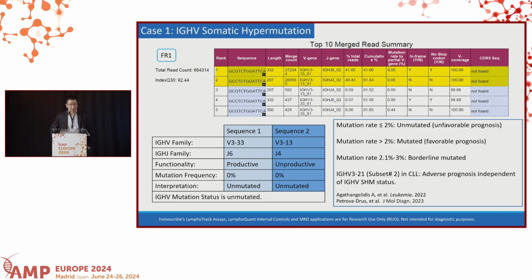According to the European Research Initiative on CLL guidelines, a mutation rate of less than or equal to 2% is considered unmutated with an unfavorable prognosis. Greater than 2% is mutated with a favorable prognosis. 2.1% to 3% is considered borderline mutated. Clonal type with a 3-21 stereotype subset number 2 in CLL is considered to be an adverse prognosis independent of the IGH3 mutation status.